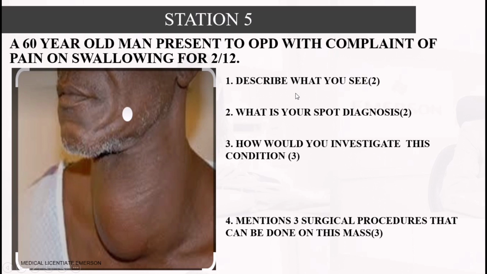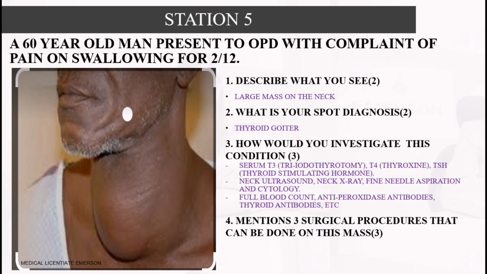So describe what you see. There's a large mass on the anterior part of the neck. Then what is your spot diagnosis? The spot diagnosis for this is a thyroid goiter. Then how would you investigate this condition?